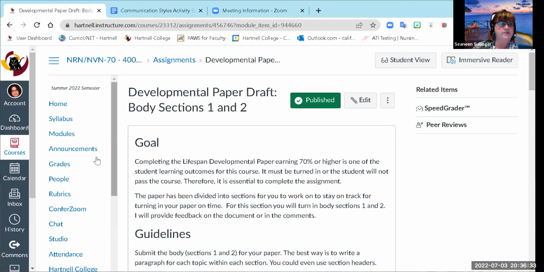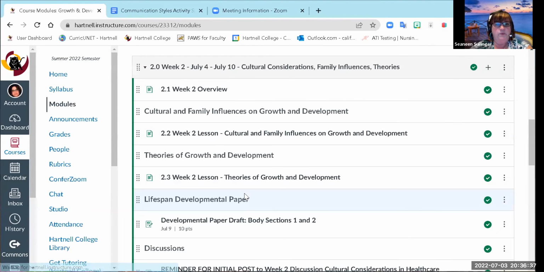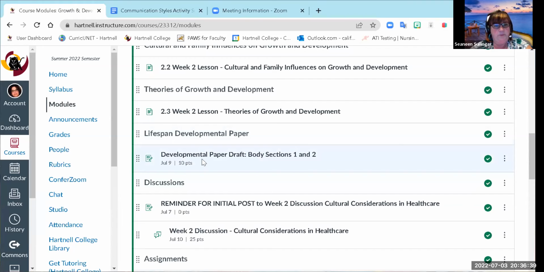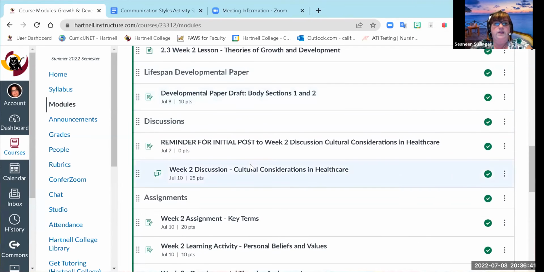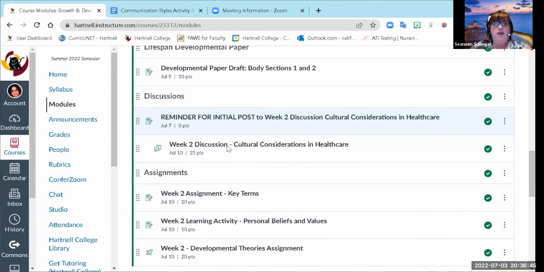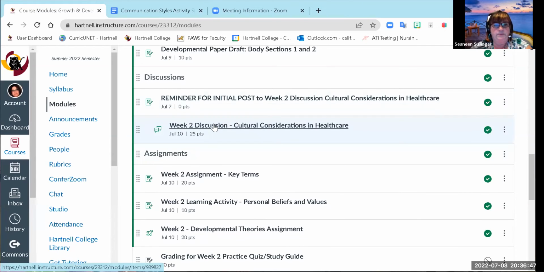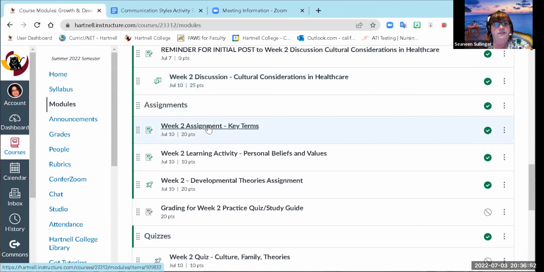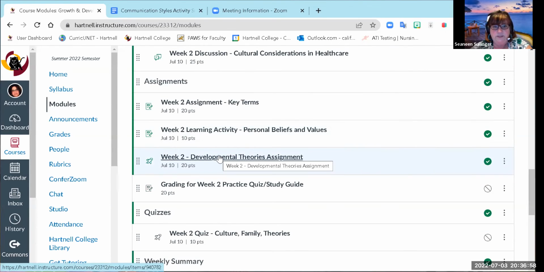All right, so let's go back to modules. We were in week 2. We looked at the developmental paper draft. Here again is the reminder to do your initial post by July 7th, and then the peer responses are due by the 10th. We looked at the key terms, the beliefs and values activity, and the developmental theories assignment.